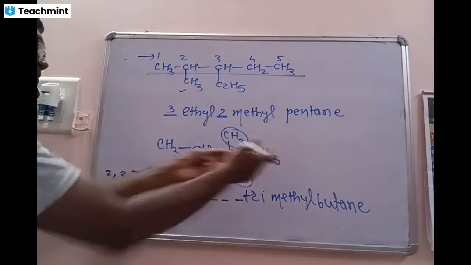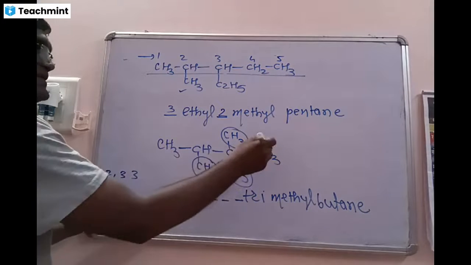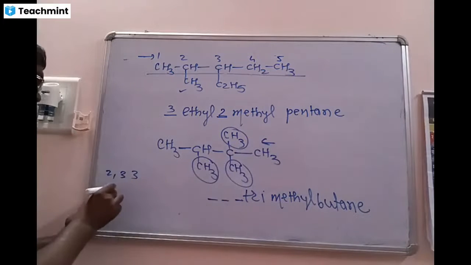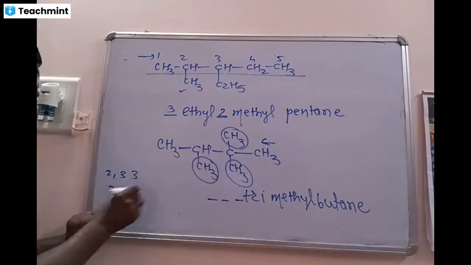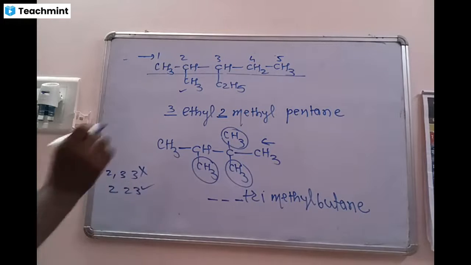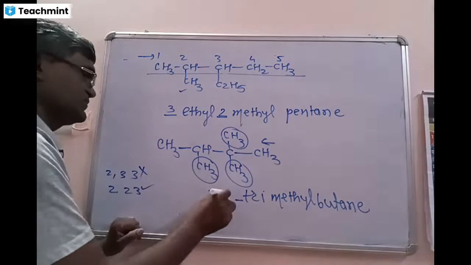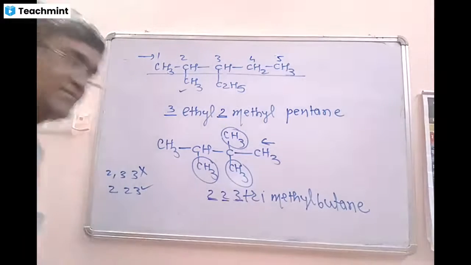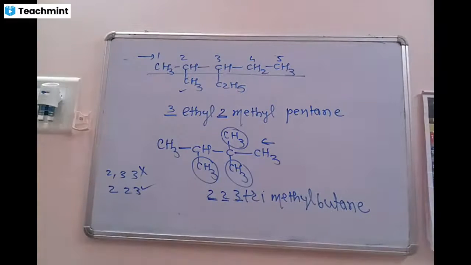Right? If you come from that end, then numbering from this side, 2 for this, then 2 for this position, and then 3. Which one is correct? 2, 2, 3. So I have to write 2, 2, and 3. So this will be the correct IUPAC name of that compound.